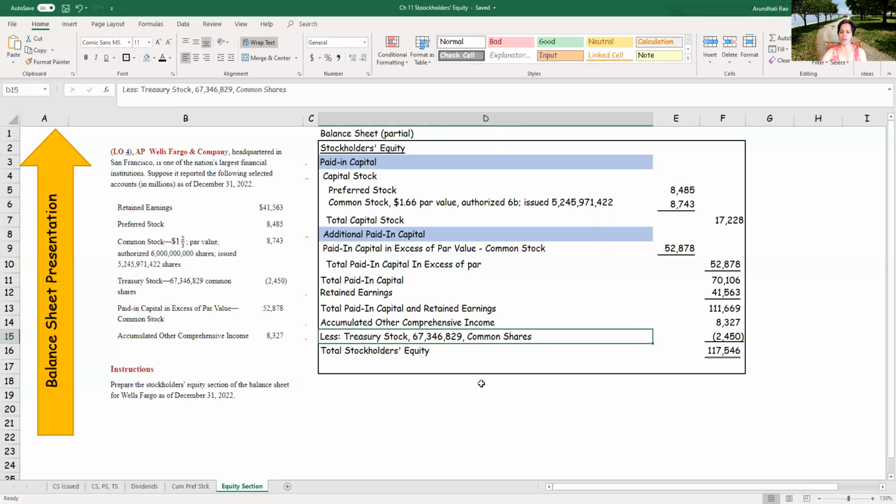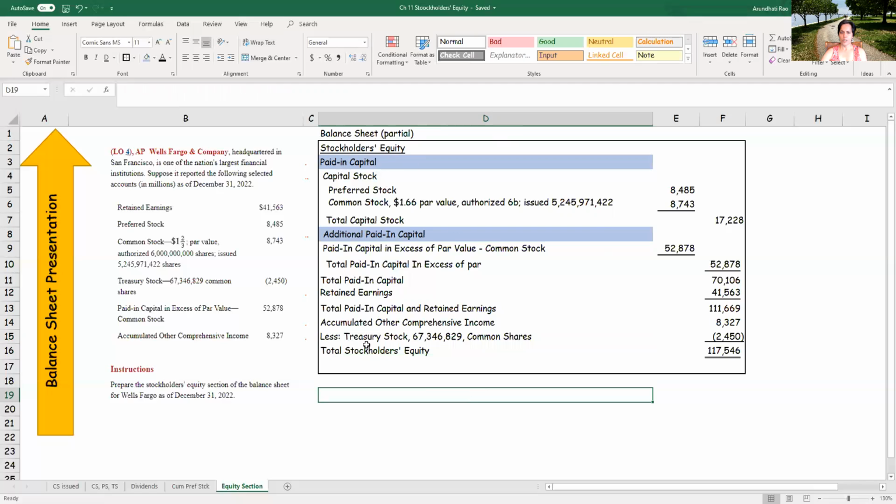So the presentation is very important. All this information together is the stockholders' equity, but the order in which you present it is important because it's telling me something about the company's financial health. So for the principles class, this is the last lecture I have for the stockholders' equity section.